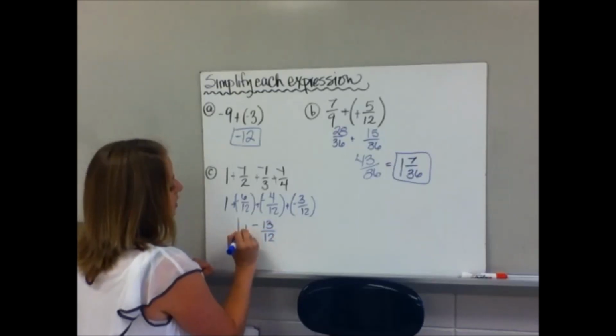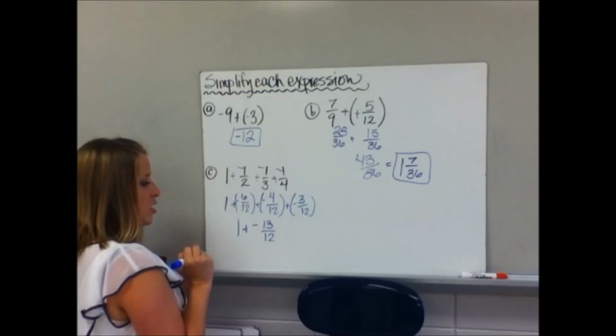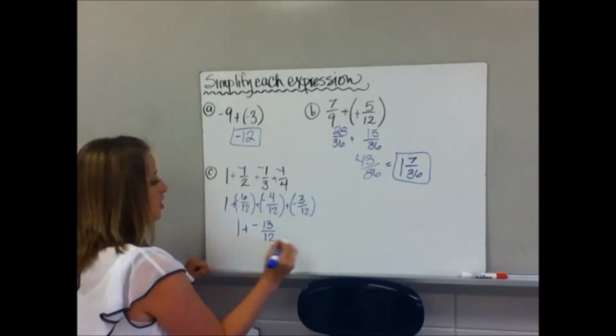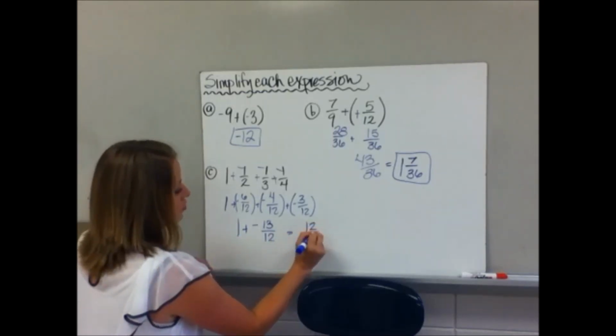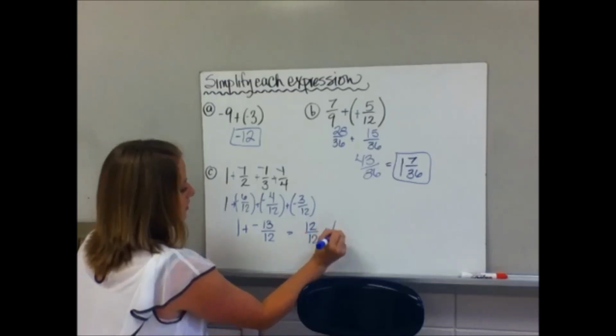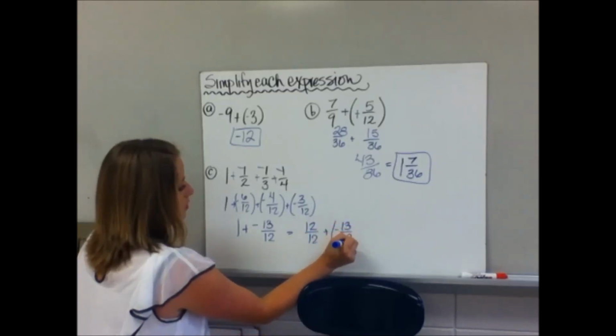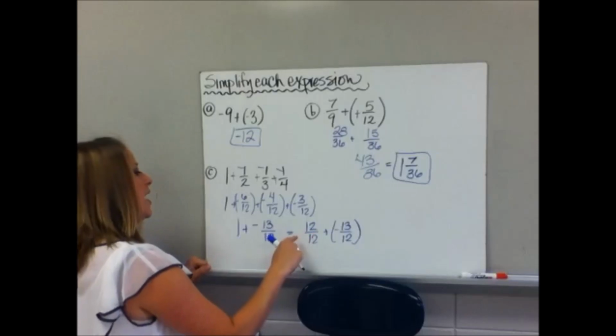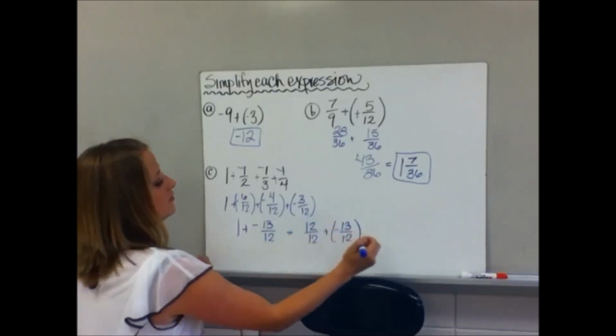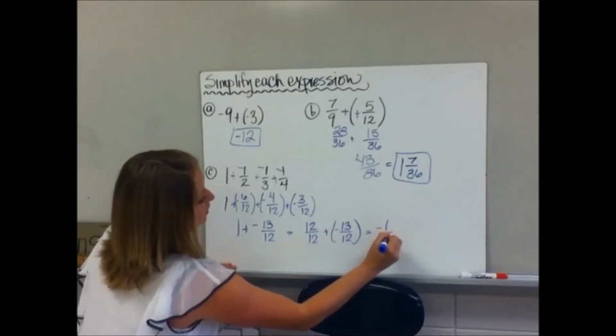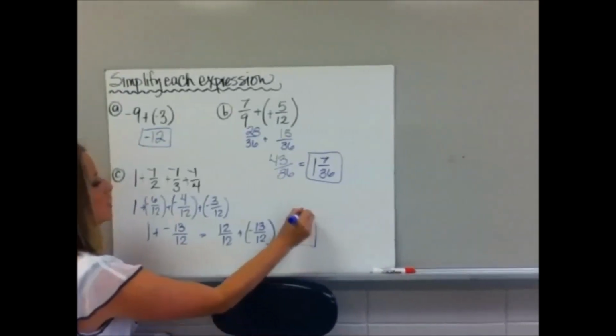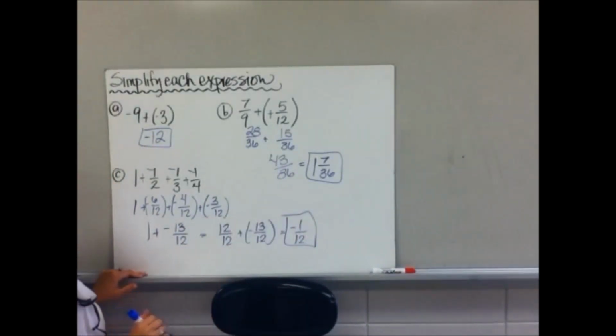So I have the whole number 1 plus negative 13 over 12. Think of 1 as 12 over 12. Go ahead and give it a common denominator. So I'm going to add their numerators. 12 plus negative 13 is negative 1. Therefore, my answer is negative 1 over 12.